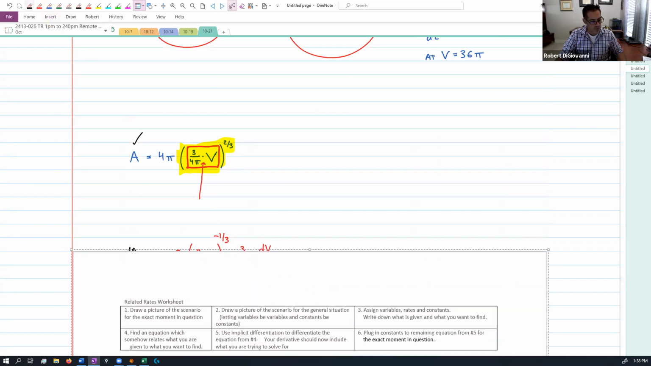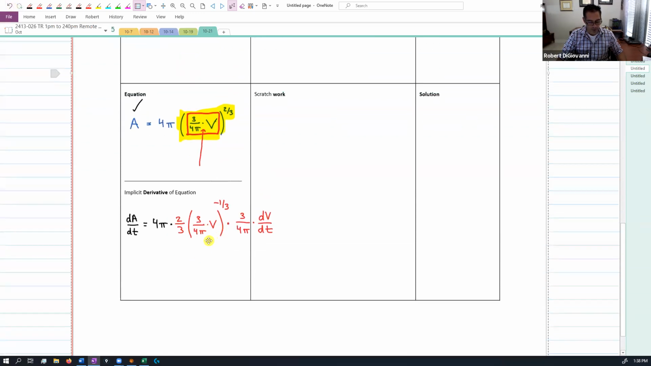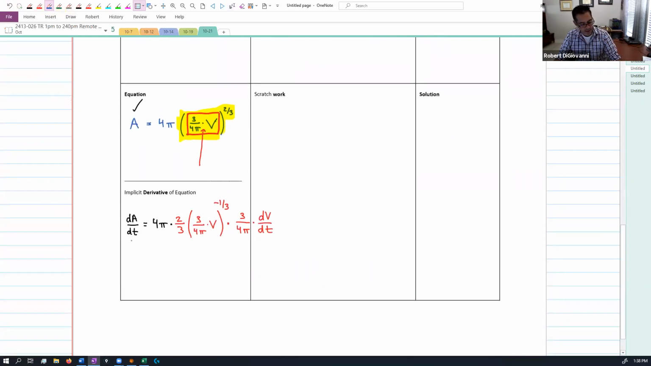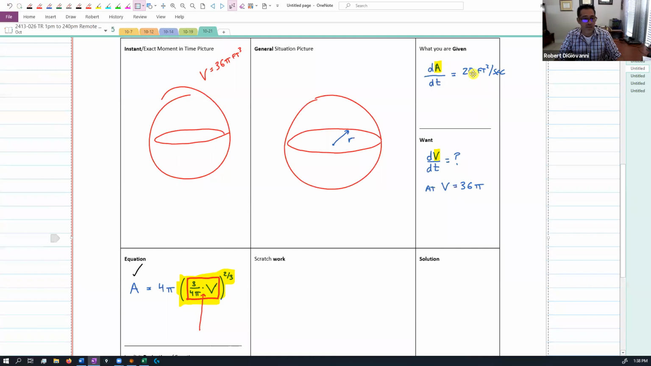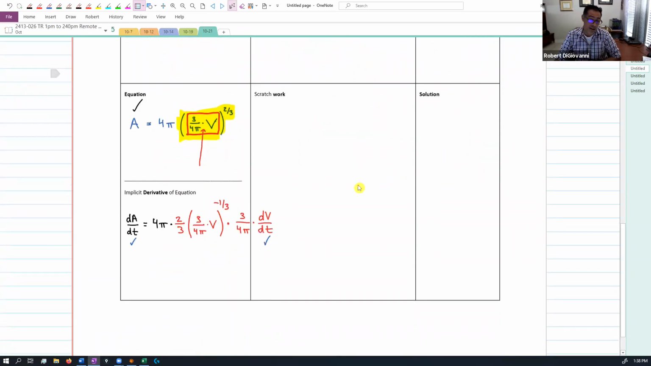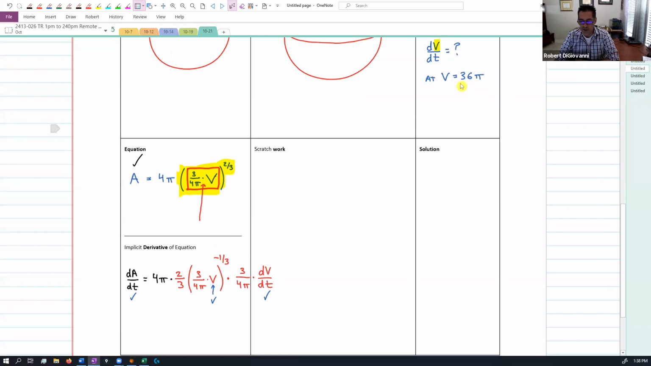Now what I'm going to do is look at this and see what I like, what I don't like. dA/dt is given to us, 20, right? So this is good to see. dV/dt, I'm happy to see because that's what I'm looking for. And luckily for us, V we know also, don't we? V is 36 pi. All right. So I can just plug everything in. I don't even have to solve for R, I don't need R at all, do I? I don't need R at all.